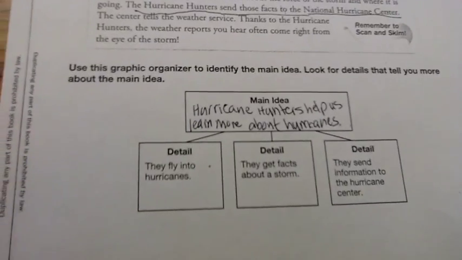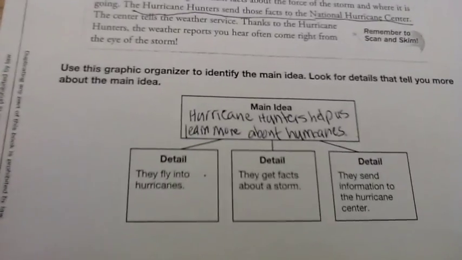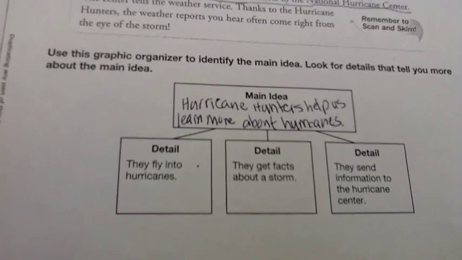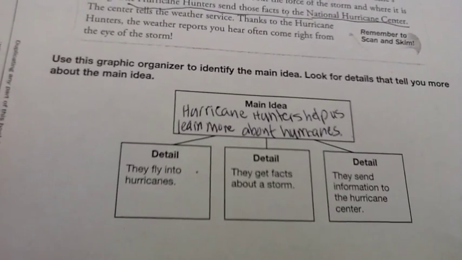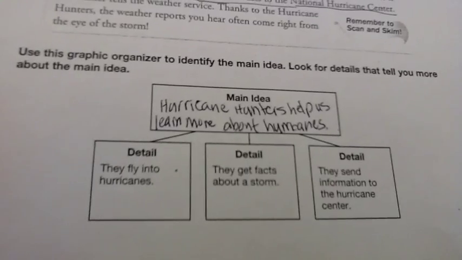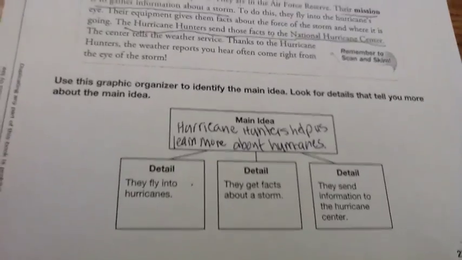Now I'm going to check it. Do all of these details support the main idea? So hurricane hunters help us learn more about hurricanes. They fly into hurricanes, gives me information about how they go and find out about the hurricanes. They get facts about the storm, gives me information about how they learn about the hurricanes. They send information to the Hurricane Center. All of these support the idea that hurricane hunters help us learn more about hurricanes.